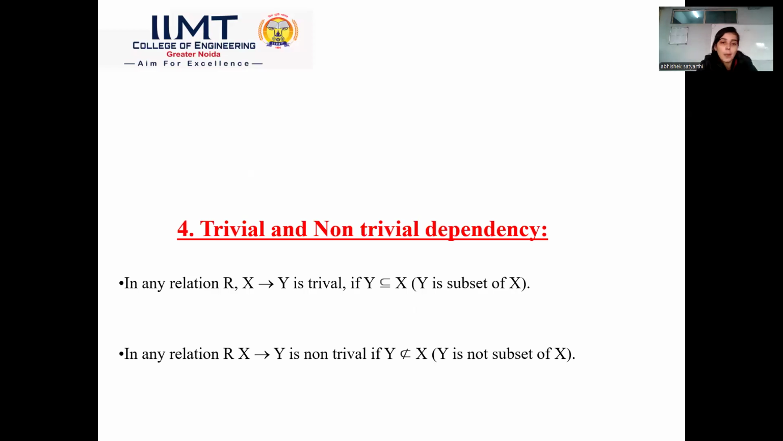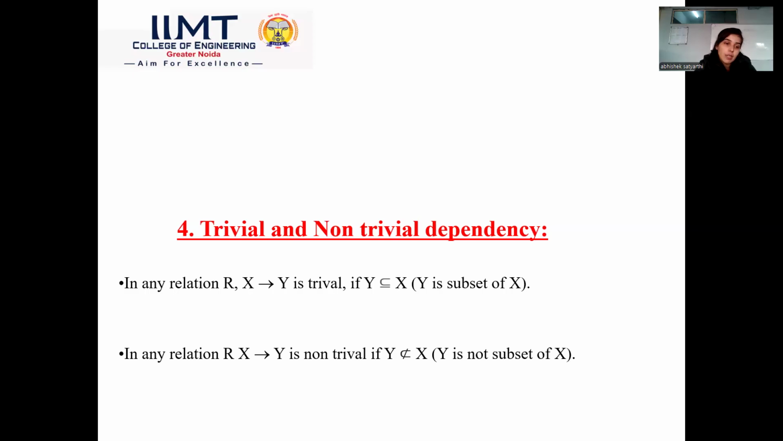So in a relation R, x to y is trivial if y is a subset of x. Suppose we have a set x that contains the elements 1, 2, 3, 4 and 5, and y has the elements 2 and 3. So we can say that y is a subset of x, and from y we cannot derive any useful information, since x already has these 5 elements, and y has the same elements which x already has. So we can say this kind of dependency is trivial dependency. Here y is a subset of x.